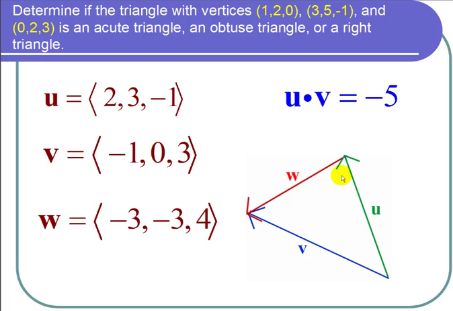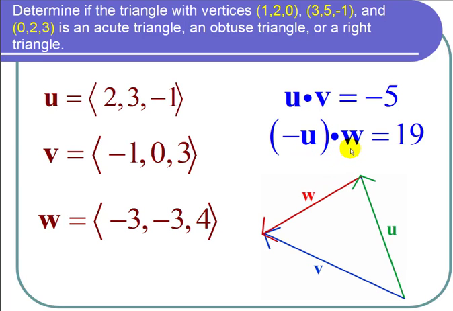For this angle here, notice that w emanates from that point, but u is backwards. So I'm going to look at the dot product instead of u and w, but negative u and w, so that I can look at the vector that emanates from that point instead of to the point. And I have negative u dot w is negative 2 times negative 3 plus negative 3 times negative 3 plus 1 times 4, and I got 19.